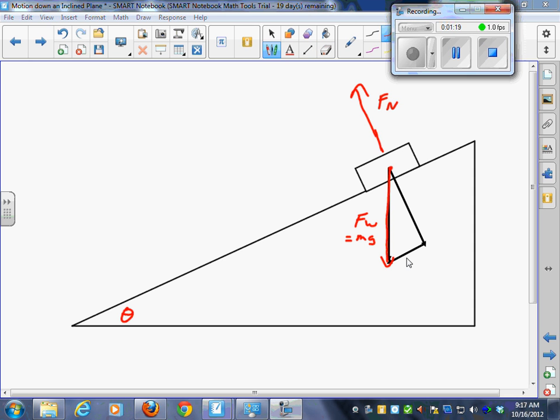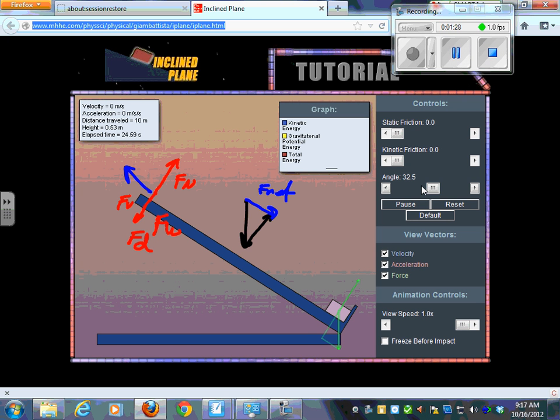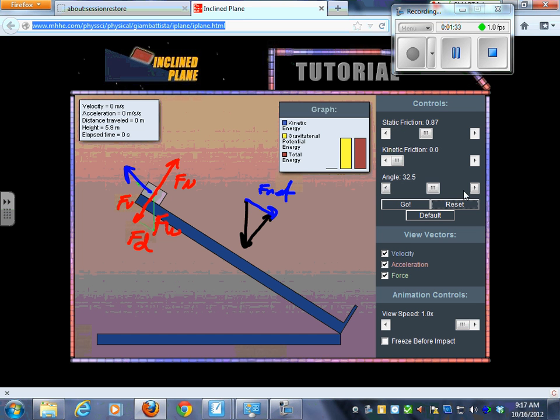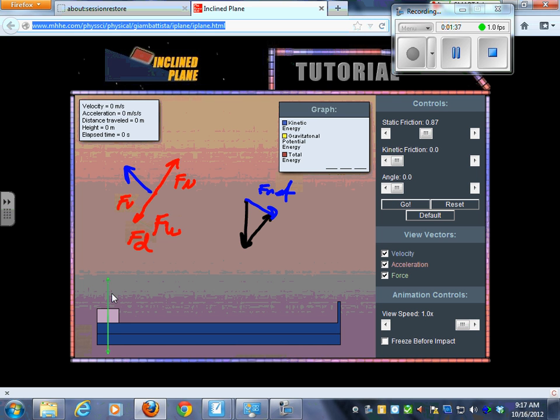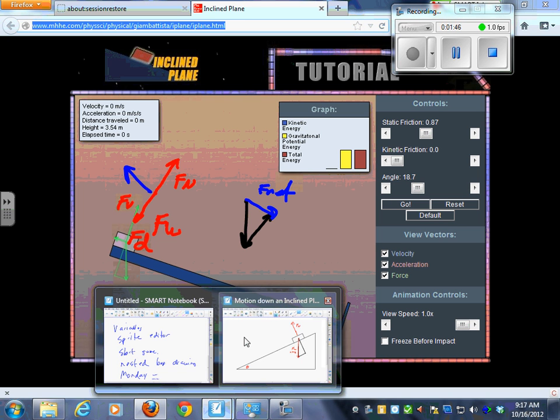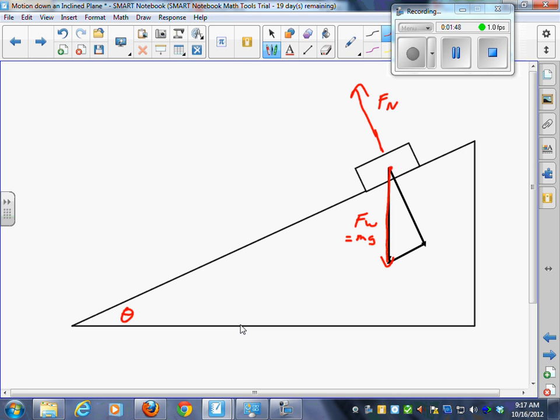All right, now what these guys here are, these are the components of the weight force. Now if the ramp was flat, then the normal force and the weight force are straight up and down and balanced, right? But because it's not flat, then they are not balanced, which means there is an overall net force, right? There is an overall net force, and that's what this FD is. So these are the components, okay?